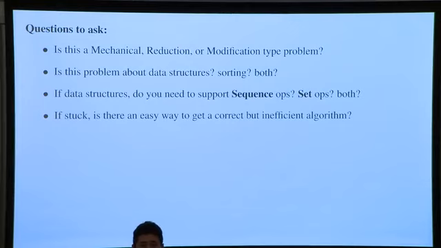I'll think about how to implement that later. Should I use a hash table? Should I use a sorted array? Should I use an AVL tree, right? But thinking about it first at the abstract level of, I need a set data structure here, can help you compartmentalize correctness versus efficiency. Does that make sense? Okay.